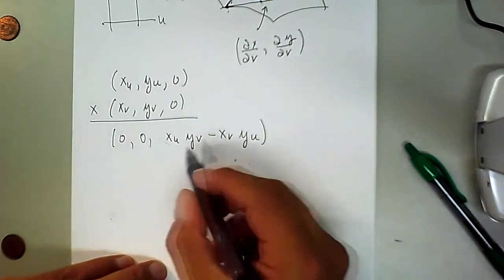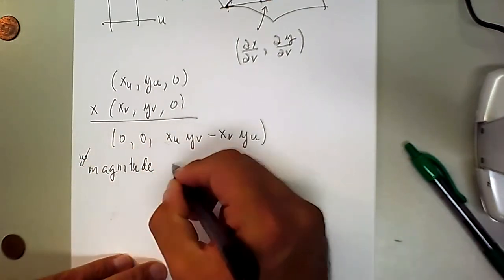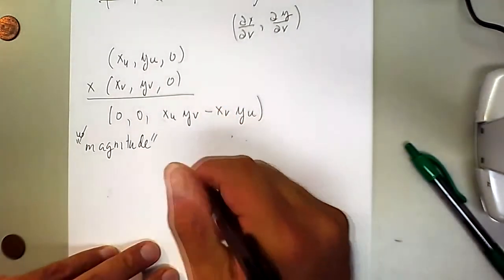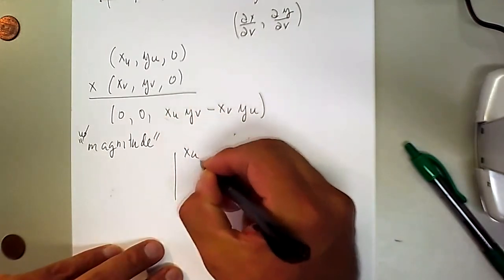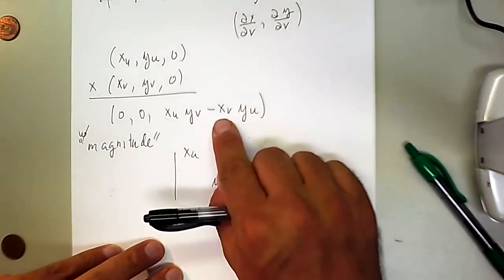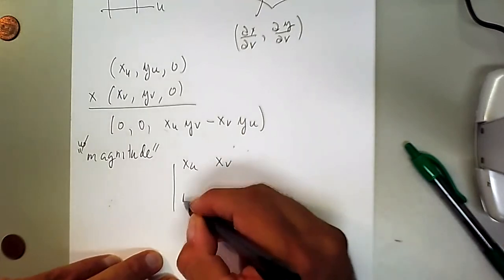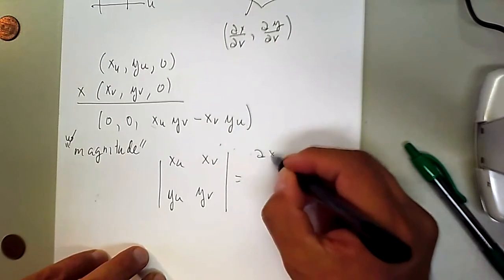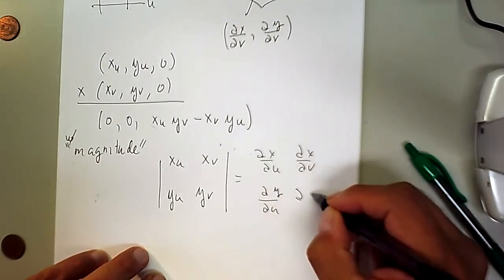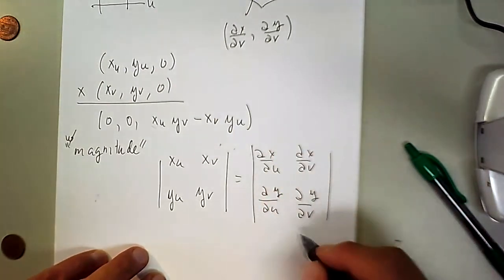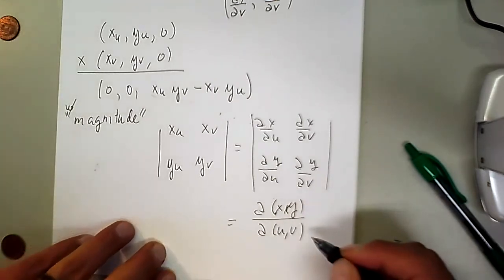But anyhow, the magnitude, I'm going to put magnitude, because magnitude should have an absolute value and we're not going to impose an absolute value on this, is going to be equivalent to just this component. And we have x_u times y_v minus x_v times y_u. And that is exactly the determinant of the matrix with partial x partial u, partial x partial v, partial y partial u, partial y partial v, which is exactly the same thing as, with our new notation, partial (x, y) over partial (u, v). And voila, that's where it comes from.